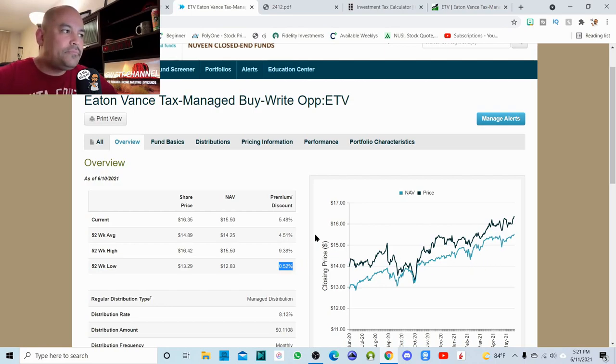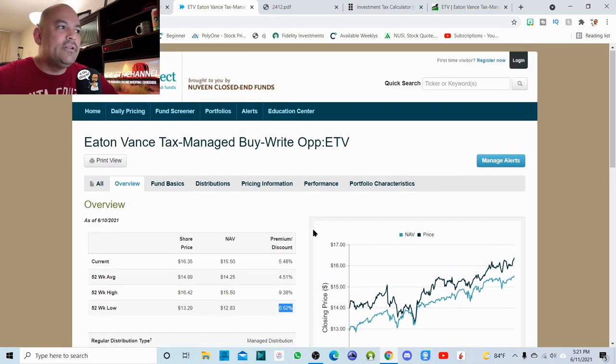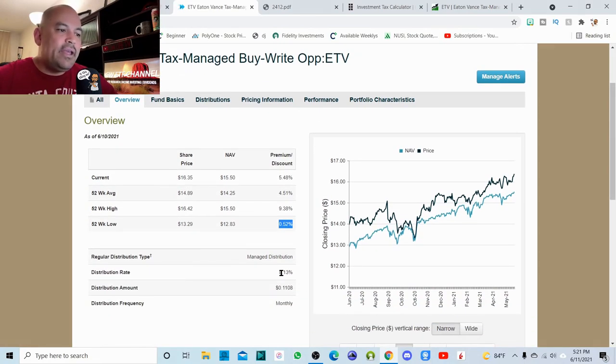Now, this one in particular is the Eaton Vance Tax Managed Buy Right. It does have an 8% distribution rate paid monthly at 11.08 cents per share, which is not bad.